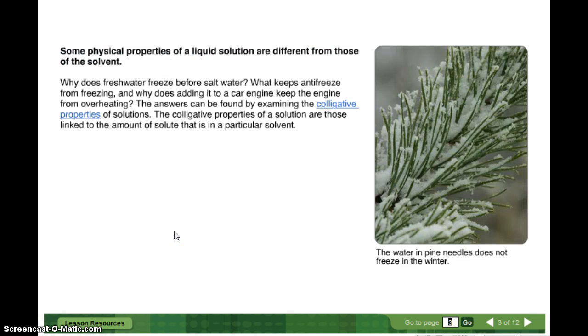Some physical properties of a liquid solution are different from those of the solvent. Why does fresh water freeze before salt water? What keeps antifreeze from freezing in your car? And why does adding it to a car engine keep the engine from overheating? The answers can be found in examining the colligative properties of solution. The colligative properties of a solution are those linked to the amount of solute that is in a particular solution or in the solvent used to make a solution. The water in pine needles does not freeze in winter, which is why pine trees can keep their needles all winter.